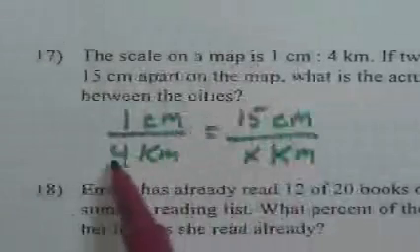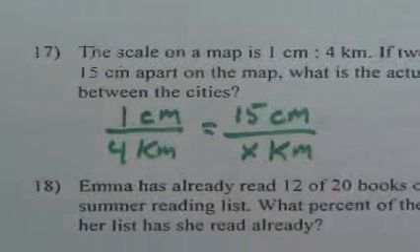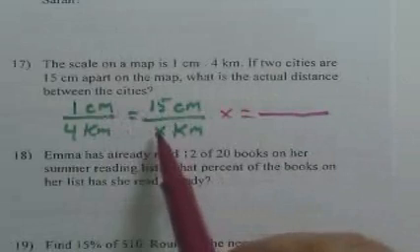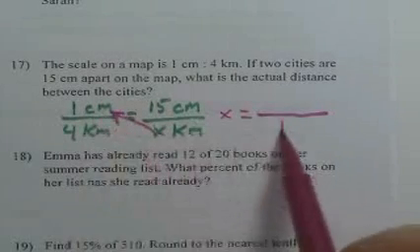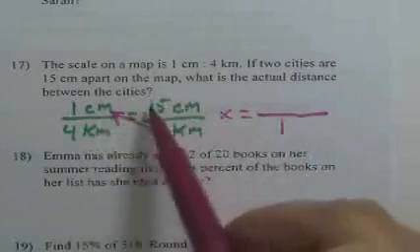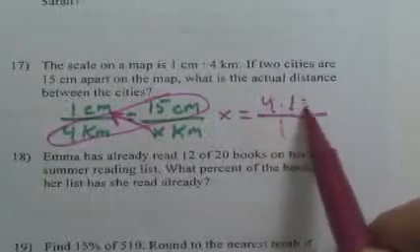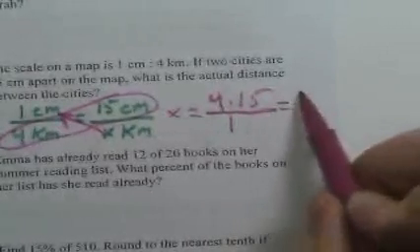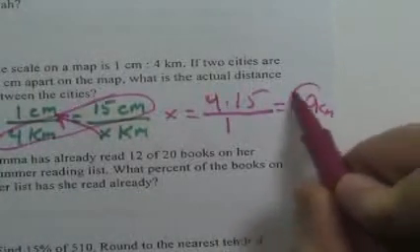Number 17, the scale of a map. You should have 1 centimeter over 4 kilometers, 15 centimeters over how many kilometers? By the way, you should be able to look at this and tell what it is, but in case you cannot, the one diagonal of x goes on the bottom, the number diagonal of x. The other two go on top. 4 times 15 is on top, and 4 times 15 is 60. So the answer is 60 kilometers.